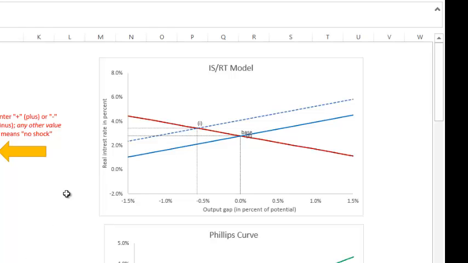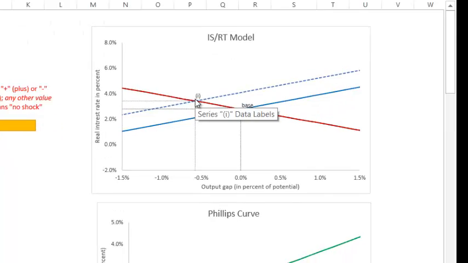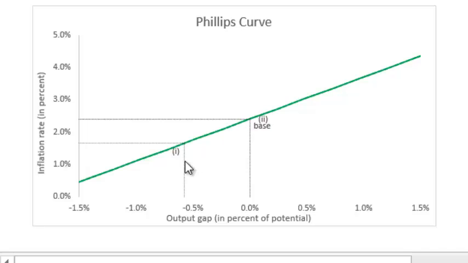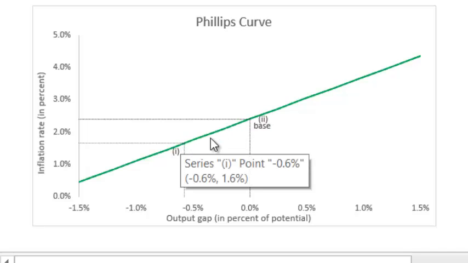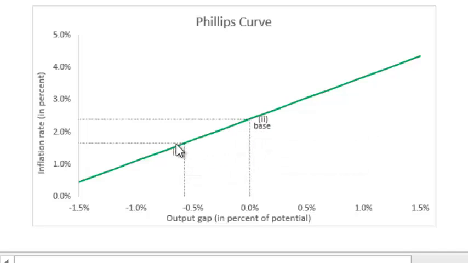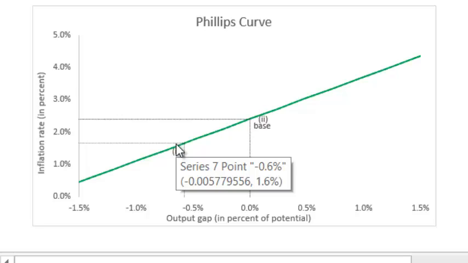We see the same thing over here on the graph. The RT curve shifts to the left from the solid blue line to the dotted blue line. We move upward and to the left along the solid red IS curve. There we see that by raising interest rates, the output will decrease. The central bank has choked off demand. Down below, we see that the inflation rate has fallen as we move downward and to the left along the Phillips curve.